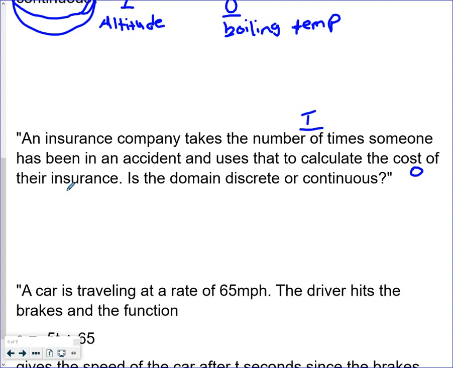Well, in this case, we don't measure how many times somebody's been in an accident. We count. We say you've been in an accident 1 time, or 2 times, or 3 times. There's no such thing as a half accident or a 0.53 accident. It's just 1, 2, 3, 4, and so on. So this domain is discrete because I count the number of accidents. I don't measure the number of accidents, I count them. So the input here, the number of times somebody's been in an accident, is a discrete input, a discrete domain, because you count those.